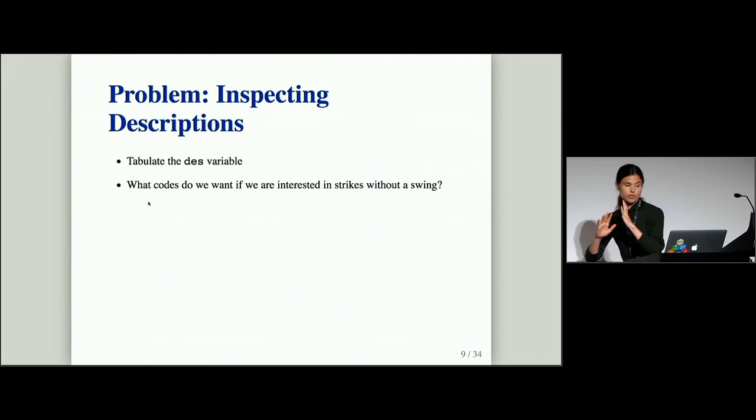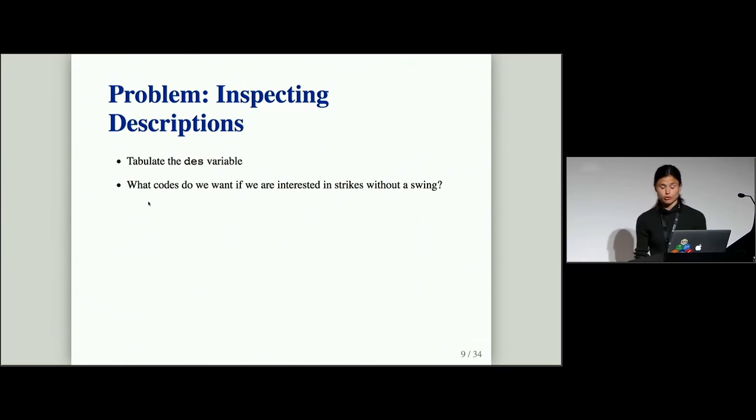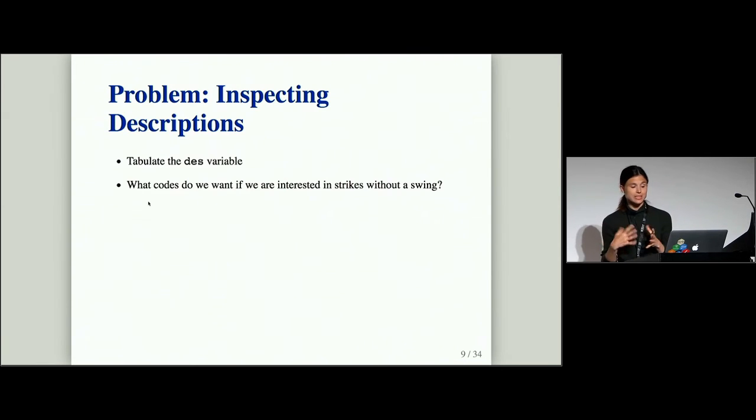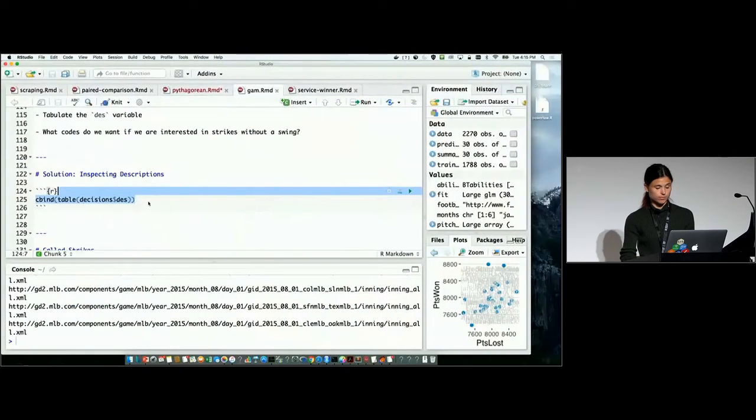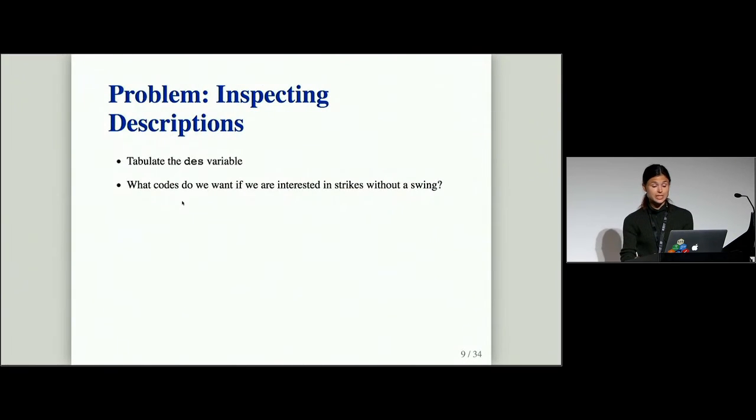Now we're gearing up to use the strike visualization. So we're most interested in strikes. Based on the code's descriptions that you see in this designation variable, what do you think would be the category for strikes without a swing? Called strike. Yeah, exactly. But you'll see there are a few different strike types in there, so the designation variable is pretty detailed.